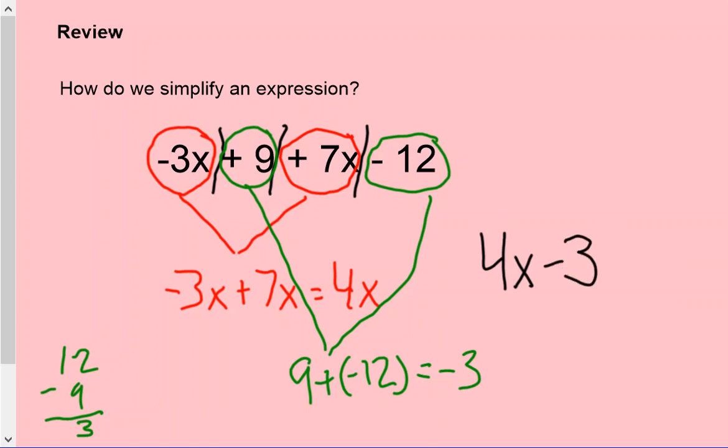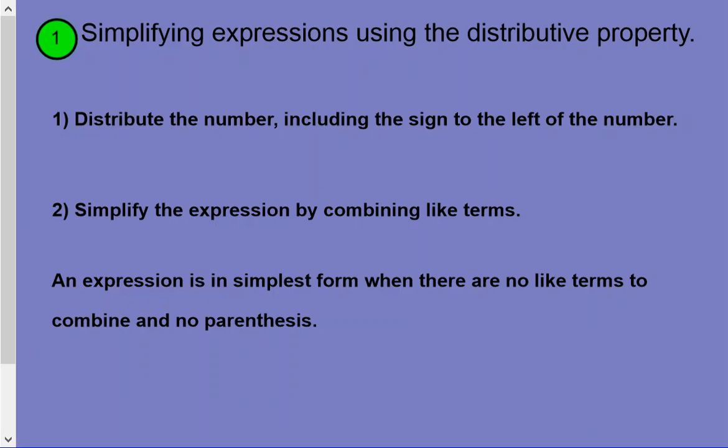Now there are 2 different things that we can do when we're simplifying expressions. The first one is to combine like terms and then simplify, which we have done here. The next thing that we can do is use the distributive property. So in your notes, make sure you write down this information here. Simplifying expressions using distributive property.